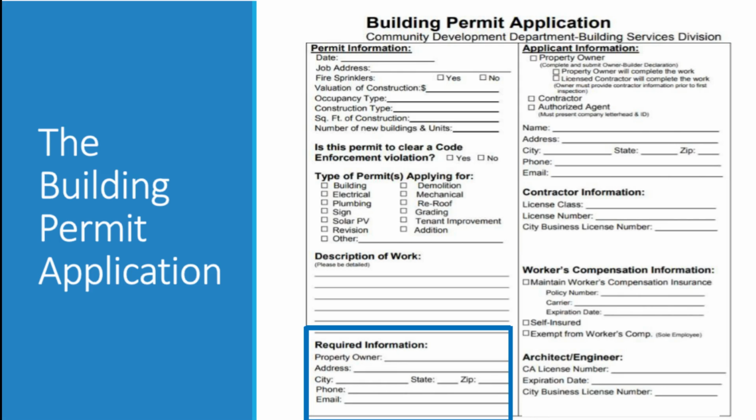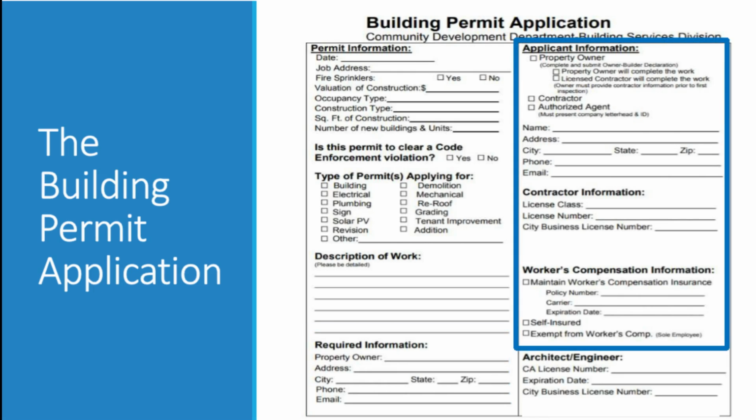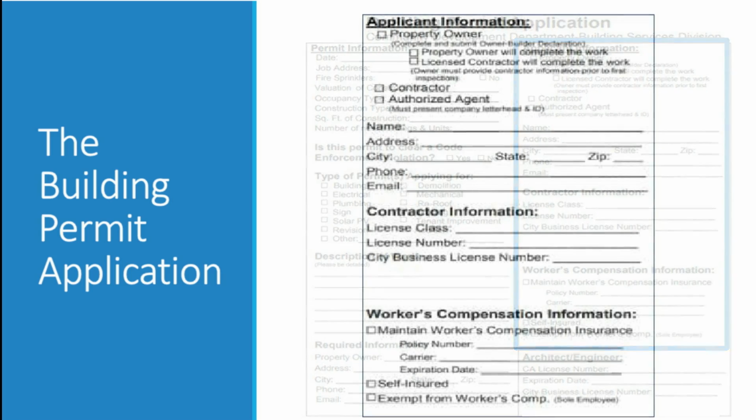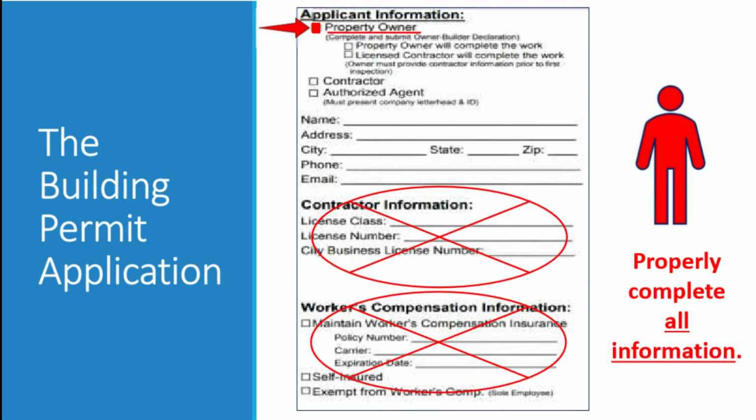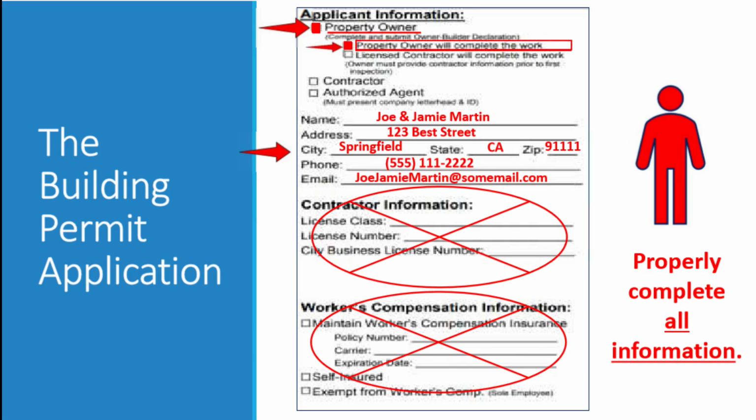Moving on to the next block of information, the applicant's information. This would mean the person who is submitting the building permit application to the building department. Let us take a closer look at what is required. If the property owner is submitting the building permit application, then this would be checked off. Property owners submitting the building permit application and doing the work on their own will have to check off that they will complete the work.